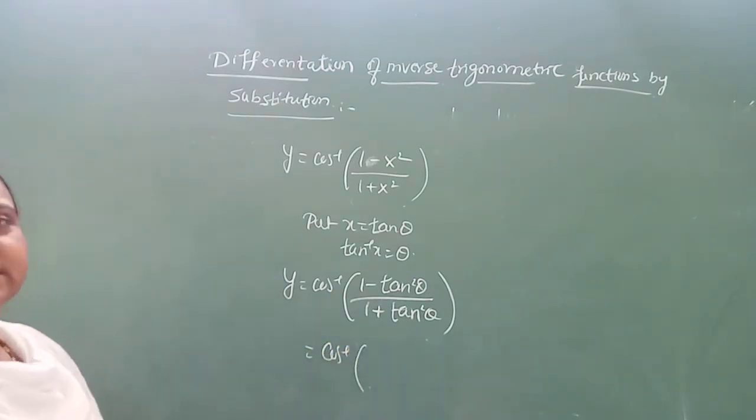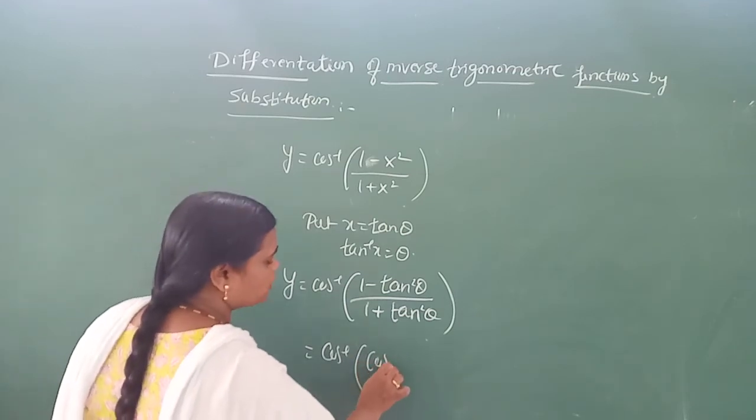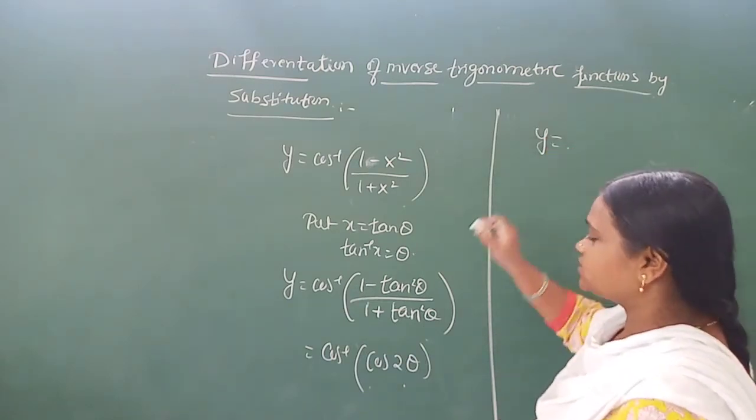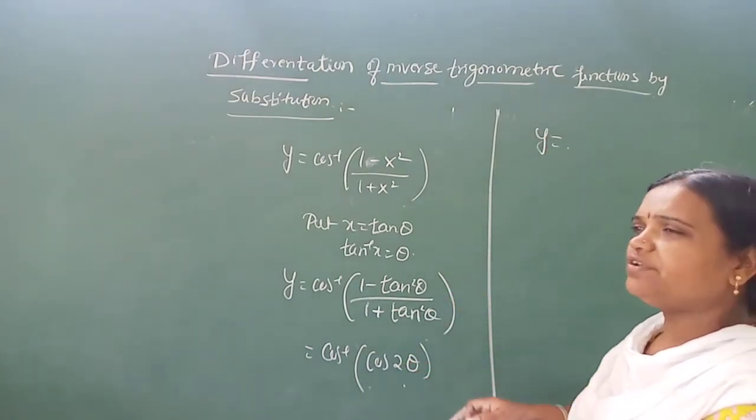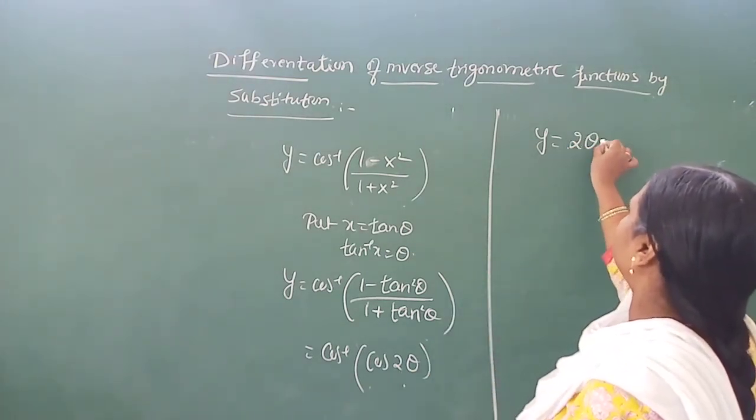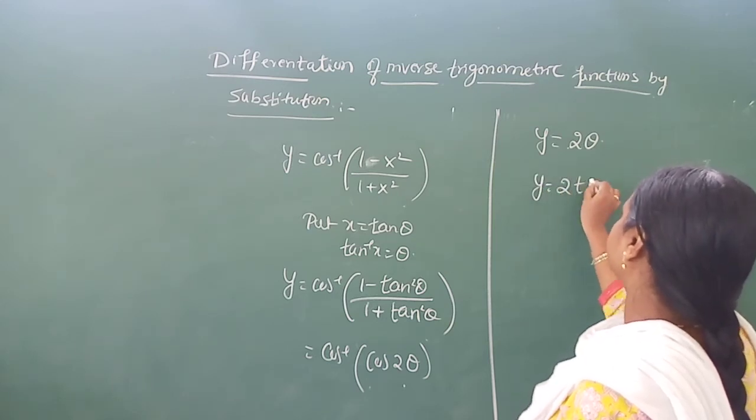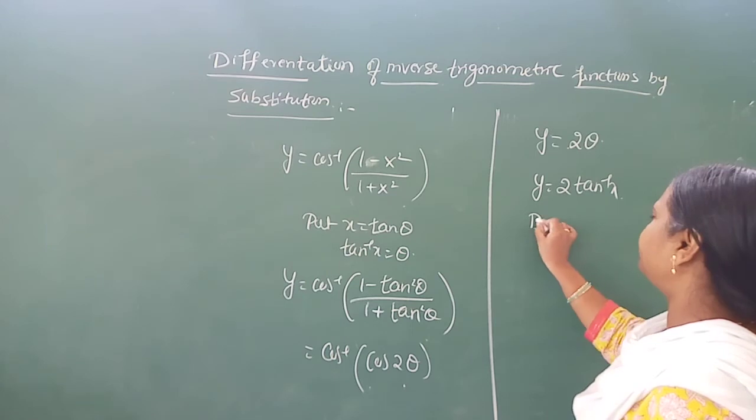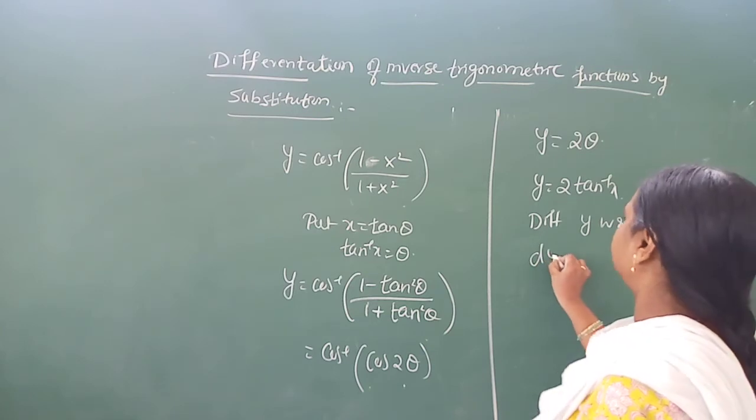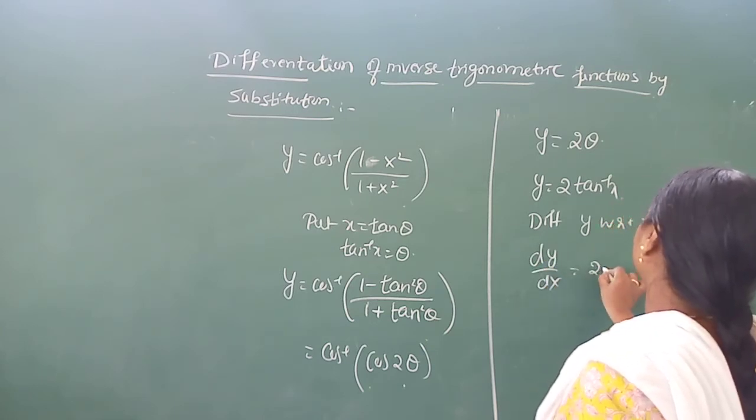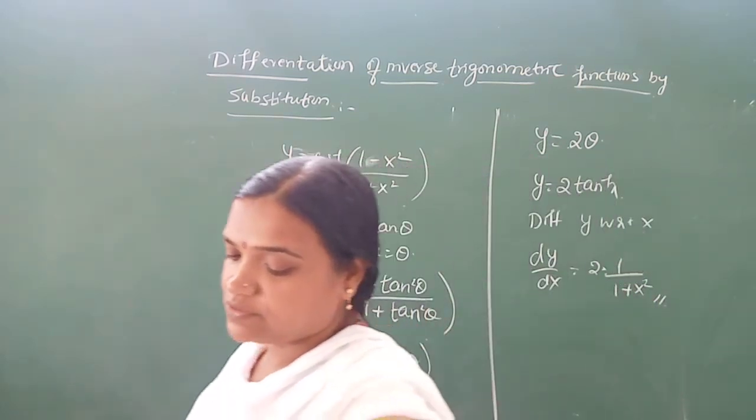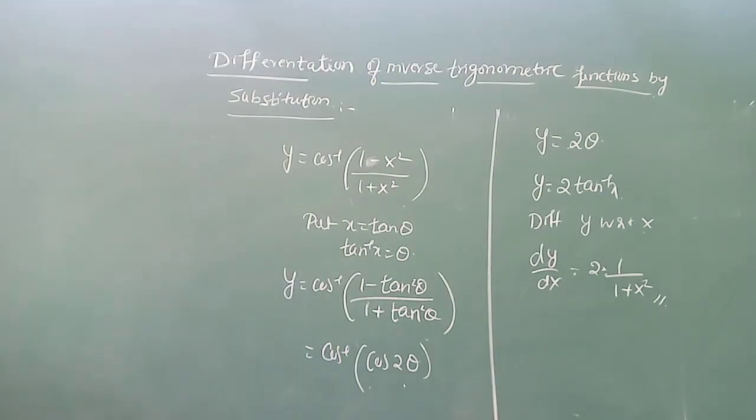We have the formula: 1 minus tan square theta by 1 plus tan square theta is cos 2 theta, correct? Next, y is equal to cos inverse of cos of 2 theta, and we have the formula cos inverse of cos of x is x. Therefore, our x here is 2 theta. So y equals 2 theta, which is 2 tan inverse x. Then do the differentiation. Differentiate y with respect to x. We get dy by dx is 2 times the differentiation of tan inverse x, which is 1 by 1 plus x square. This way we can do the example.